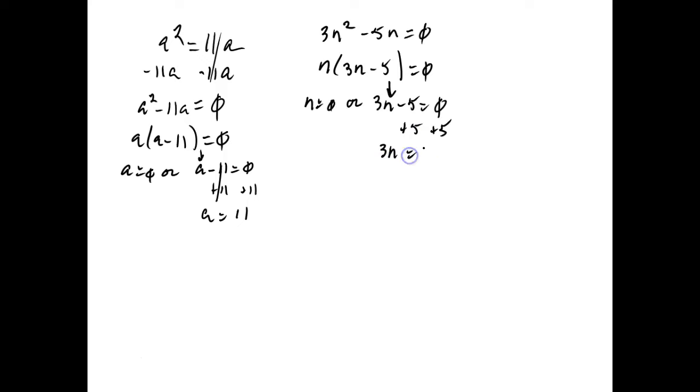3n is equal to 5. Now what do we do? Divide by 3. You want to isolate the n. And what does that give us? n is equal to 5/3. Oh no, you can't have fractional answers, can you? Of course you can. Decimal answers, radical answers, any kind of answer will work. Unfortunately this is going to be a little messier, but we can do it.